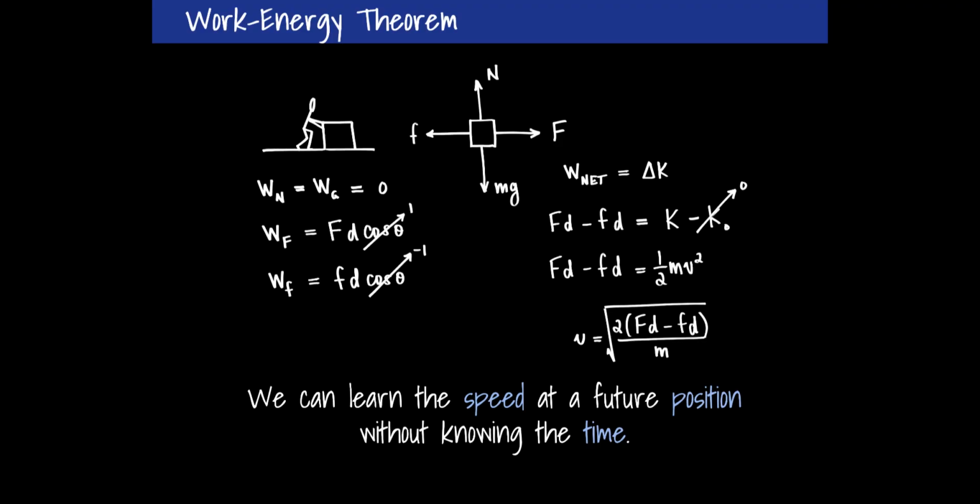Lowercase f multiplied by the distance, multiplied by the cosine of the angle. Here's the thing. The displacement is to the right, and the friction force is completely to the left. The angle between them is 180 degrees. And you might not have this memorized, you might want to train yourself up. The cosine of 180 degrees is -1.